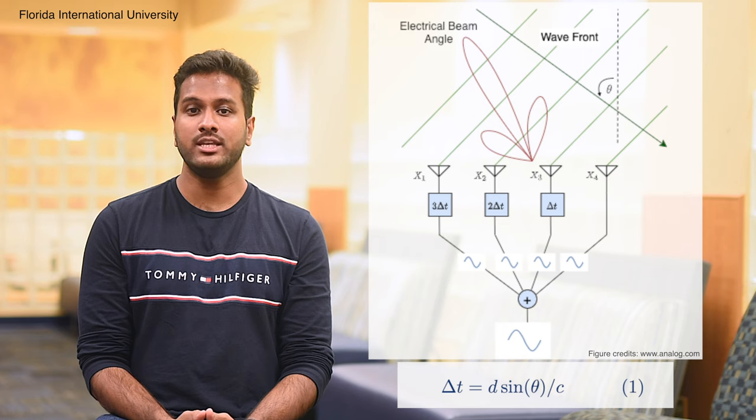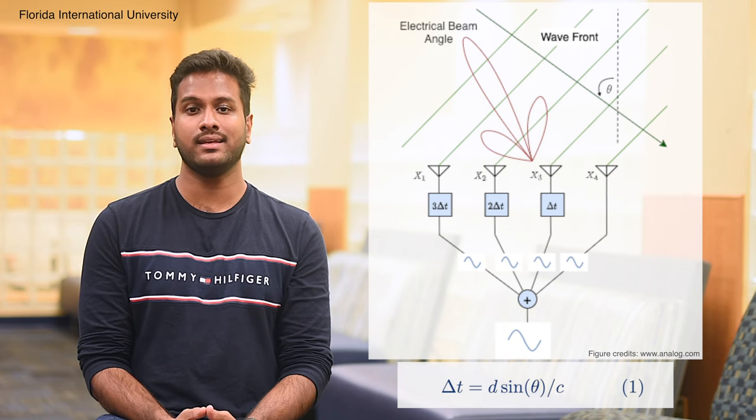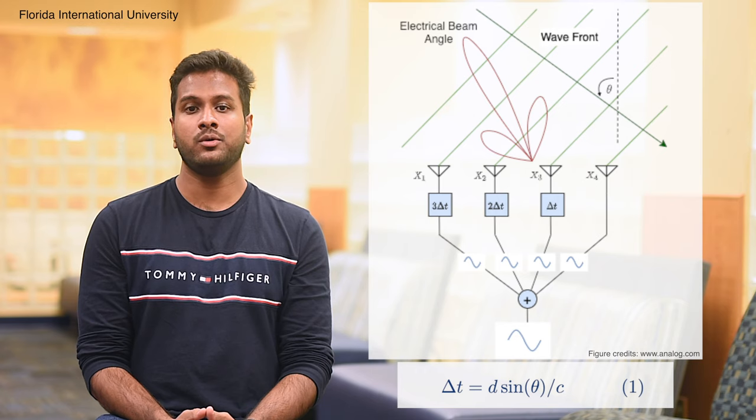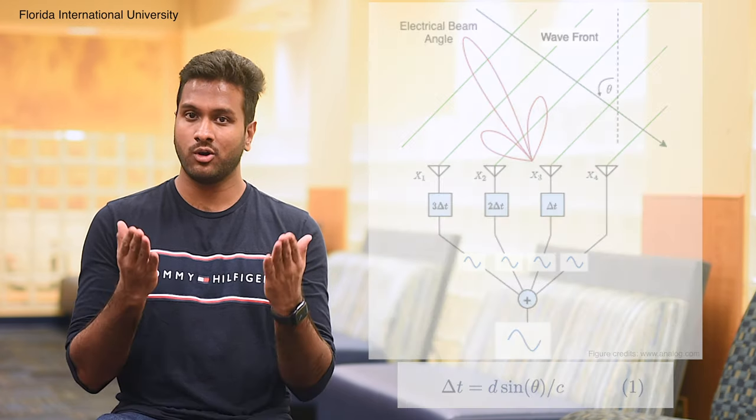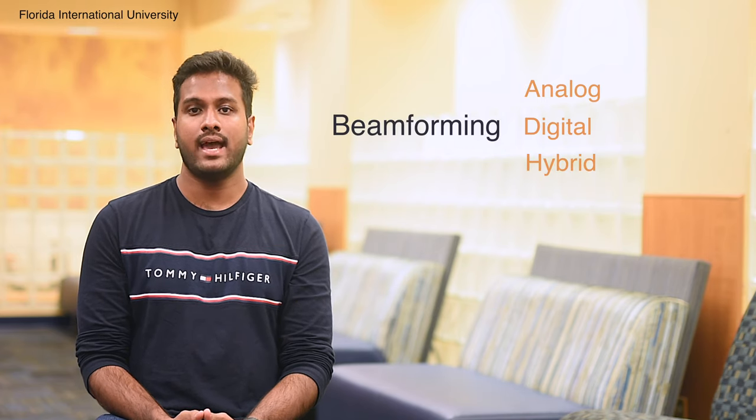If the output of each element is coherently delayed and combined to create a stronger signal, the combined output gives the wavefront. This is called beamforming, and it is equivalent to a spatial filter. There are different methods we could use to perform this operation. Based on that, beamforming can be divided into three main types: analog, digital, and hybrid.